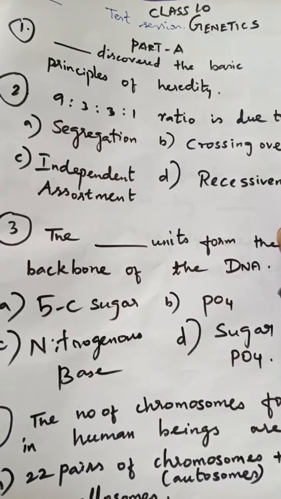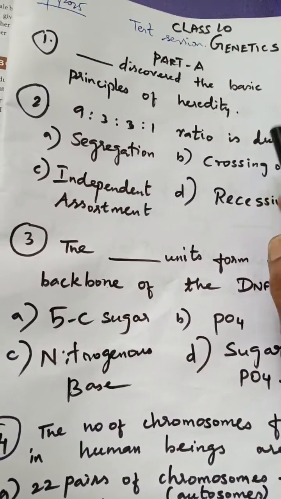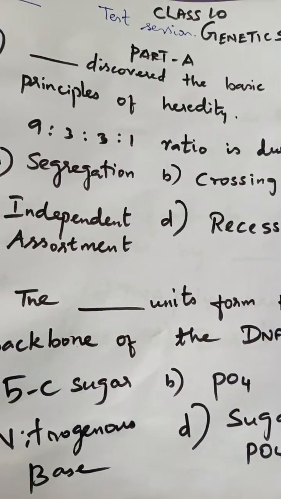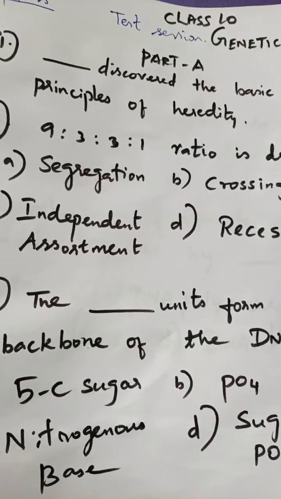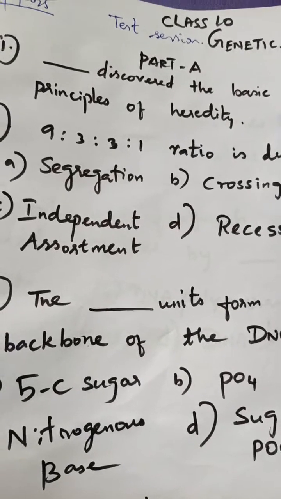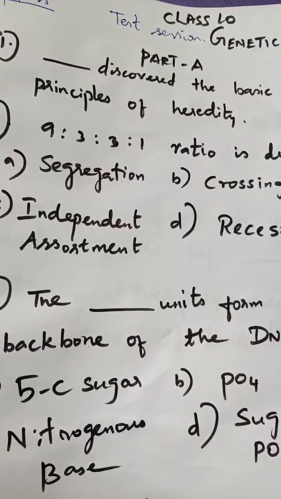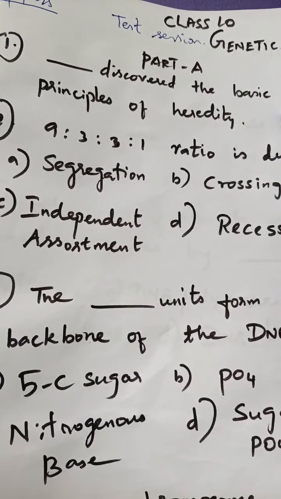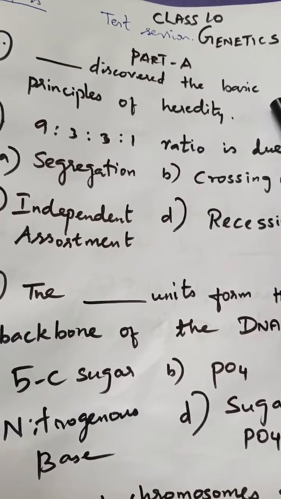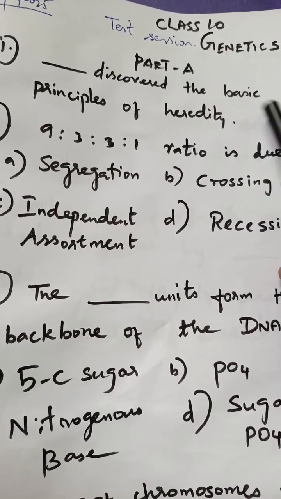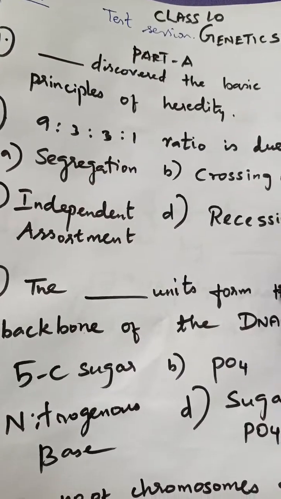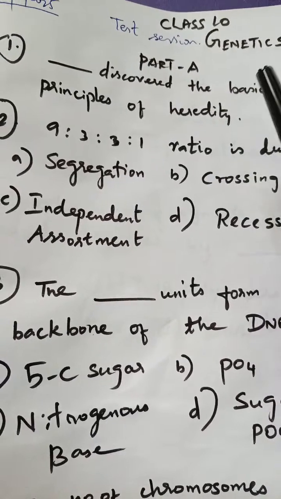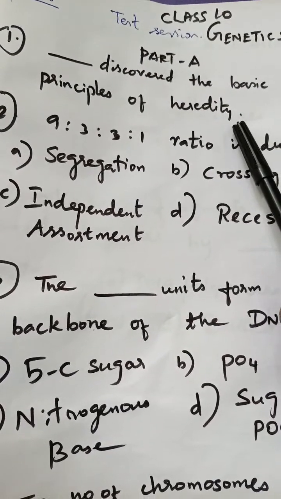Is that clear? And then, who discovered the basic principles of heredity? In the beginning of the lesson, which I have given in video form, that is DNA, I have mentioned the scientist who discovered heredity. So find out the answer and then come back.